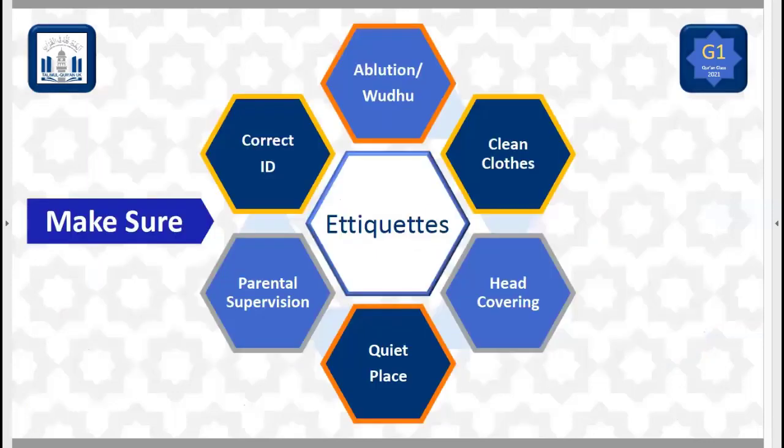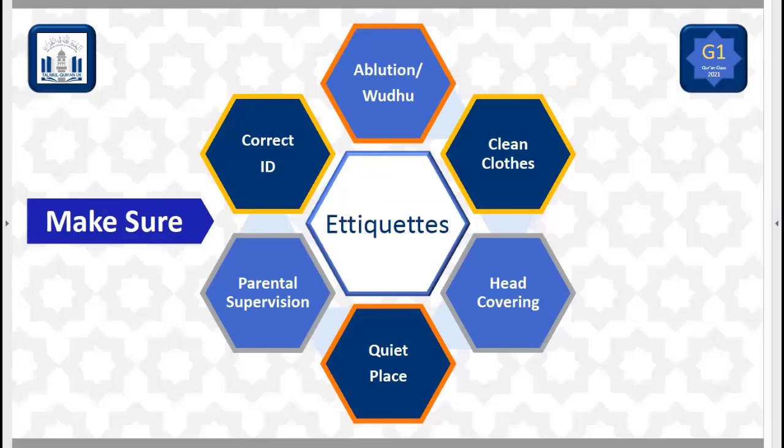Jazakumullah. Let's go through the etiquettes of our class. You should be thinking that you should actually be following the etiquettes of the mosque. So you should have done your wudu, you should be wearing clean clothes, and your head should be covered. It would be nice if you could sit in a quiet place, so in case you are called to mic, we can hear you properly, and if a grown-up could be present for supervision. Make sure you are signed in with the correct ID, otherwise you will be placed in the waiting room within a few minutes, and you may not be called on mic.